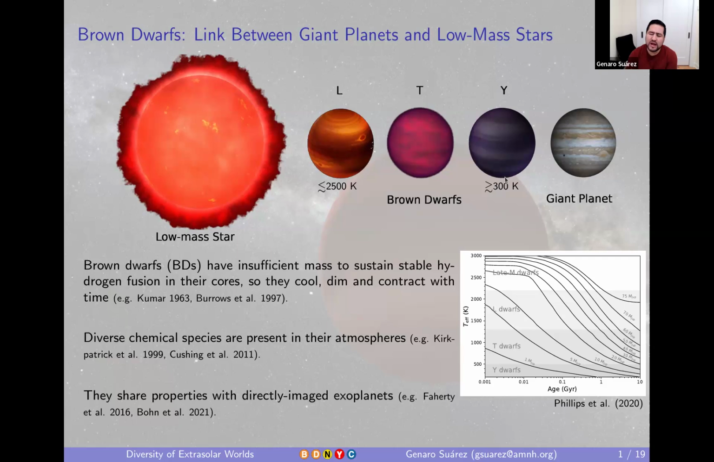And brown dwarfs are analogs to planets like Jupiter because they share spectral, physical, and atmospheric parameters such as effective temperature, luminosity, radius, chemistry, and colors. So we can actually learn about planetary atmospheres by studying brown dwarfs that are easier to observe because most brown dwarfs are isolated. So we don't have a potential contamination by a close source.